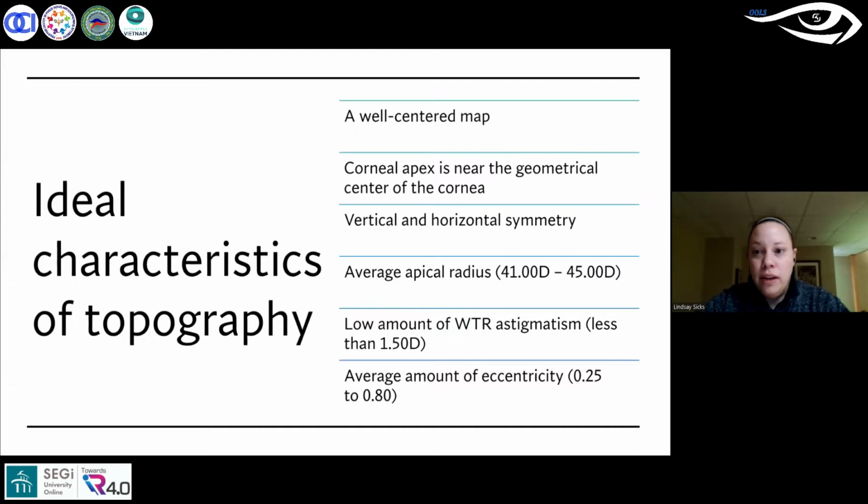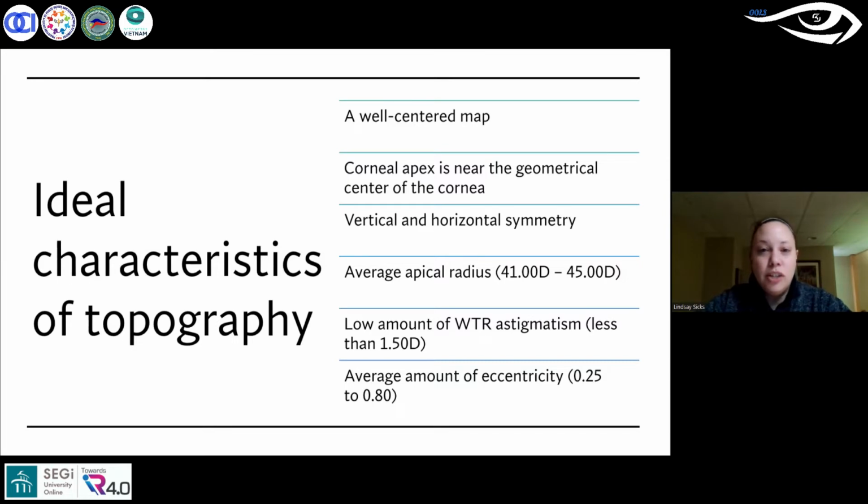And then we want vertical and horizontal symmetry, an average radius in that 40 to 45 range. Again, we don't want to go too flat on our keratometry. That can be really challenging. We want a low amount, ideally, of with-the-rule astigmatism. When we get into against-the-rule cylinder, it again can be hard to center those lenses. Again, not to say that you can't fit that way, but the ideal characteristic would be a patient with maybe a diopter of with-the-rule astigmatism.